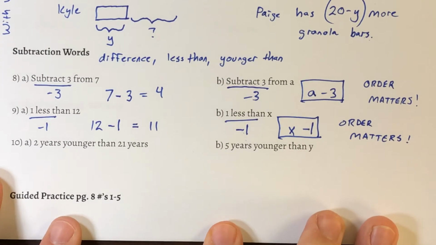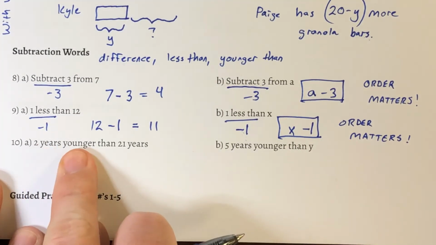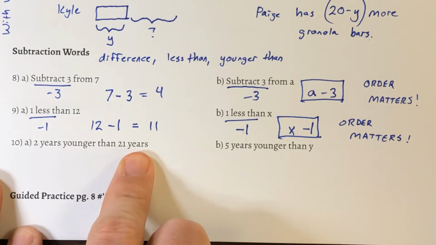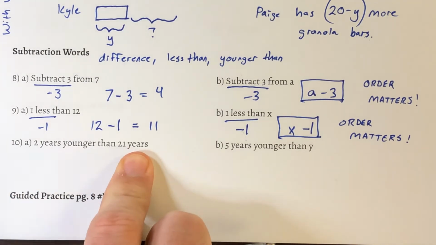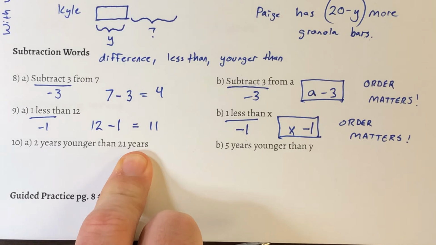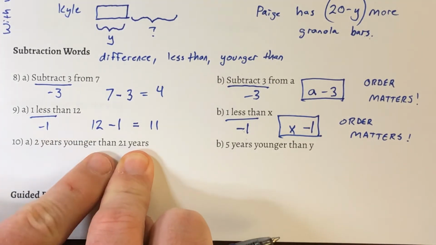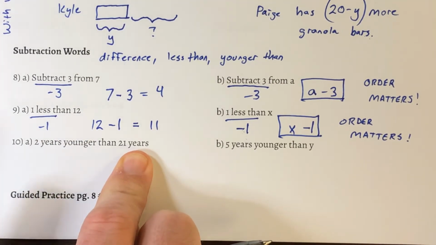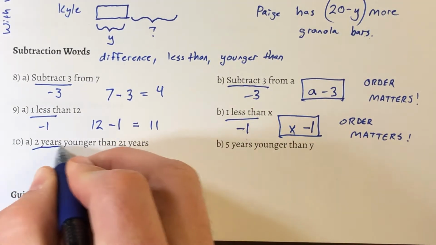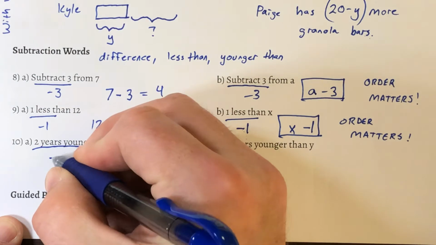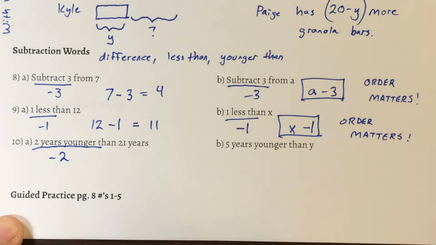All right, next example. 2 years younger than 21 years. So think of a 21-year-old. If I said, oh, he's got a brother that's 2 years younger, how old would they be? Well, you'd say they're 19. How would you get that answer? Well, you would probably say you're going to subtract 2. So 2 years younger means take away 2. Don't take away 21. Don't take away anything else.